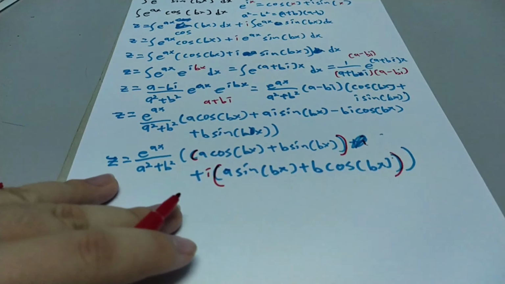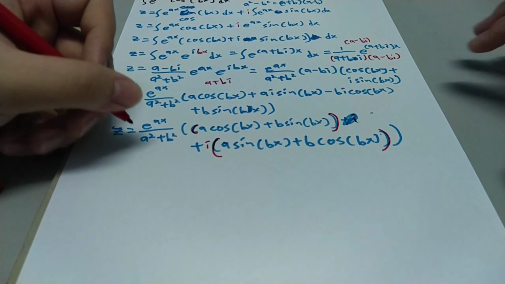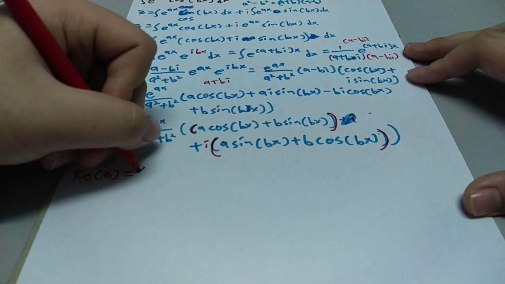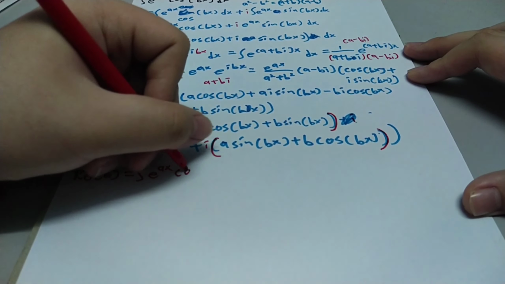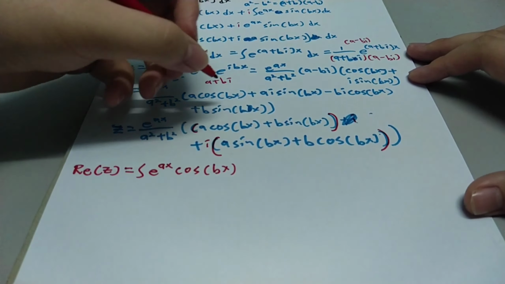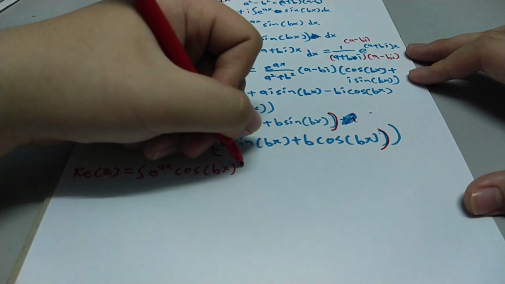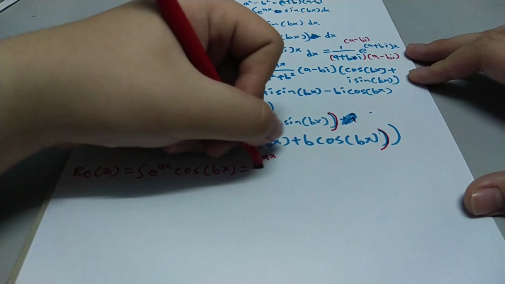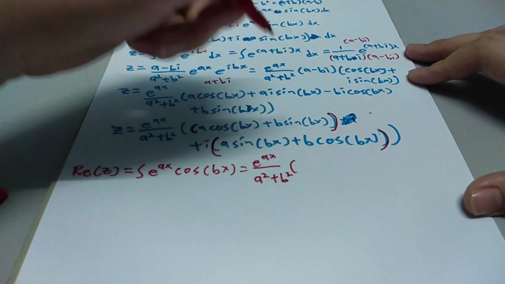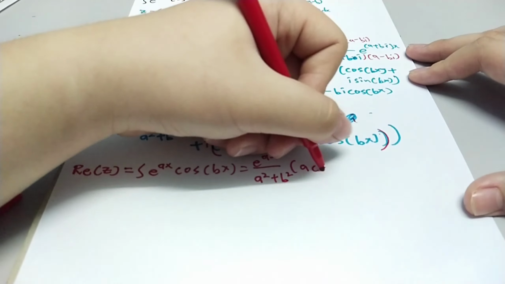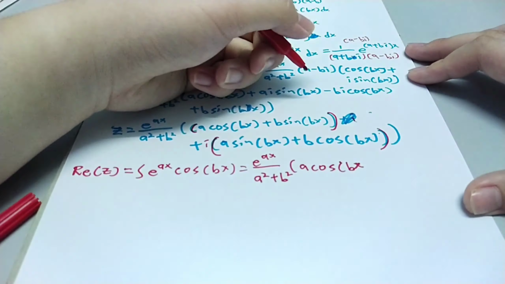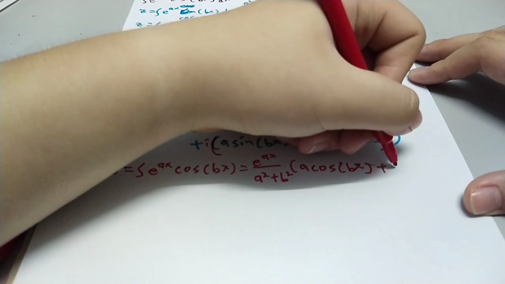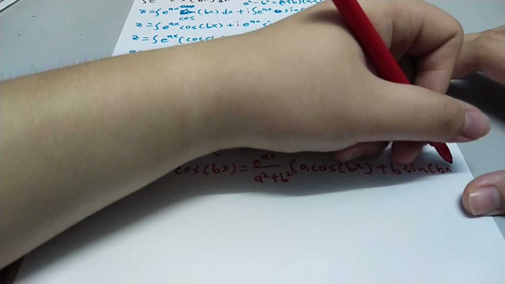So the real part of z is equal to the integral of e power of ax times cosine of bx. Now if you try to expand this, you can, but in the end it's still the same, which is equal to e power of ax over a squared plus b squared times a times cosine of bx plus b times sine of bx.